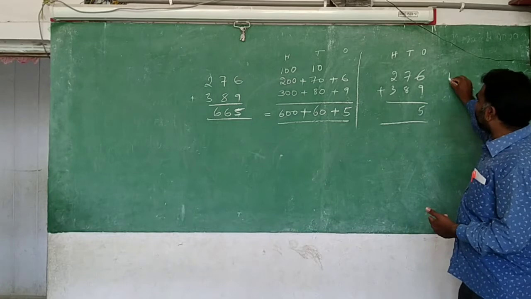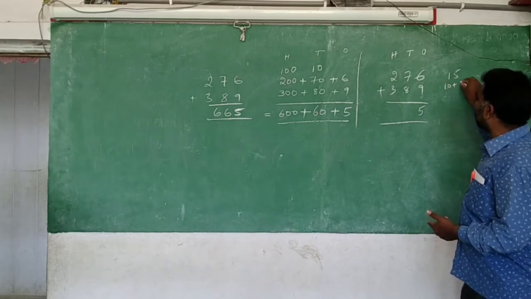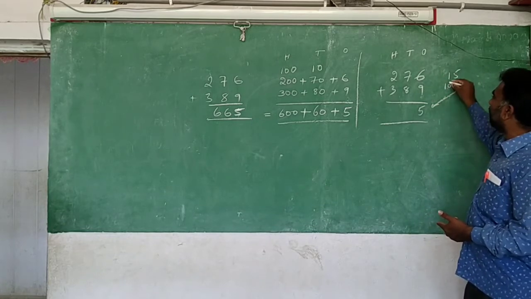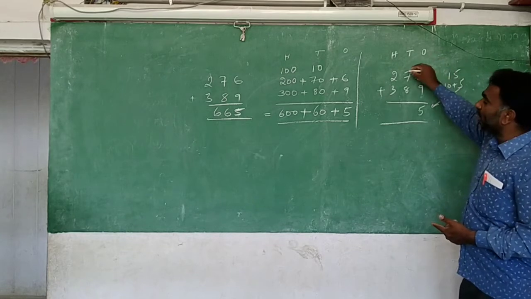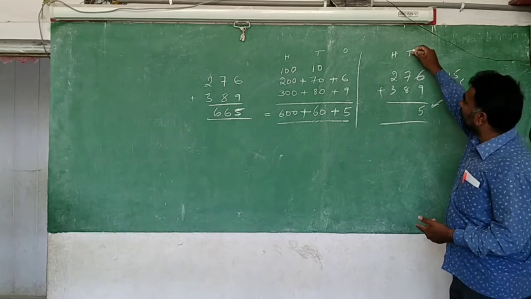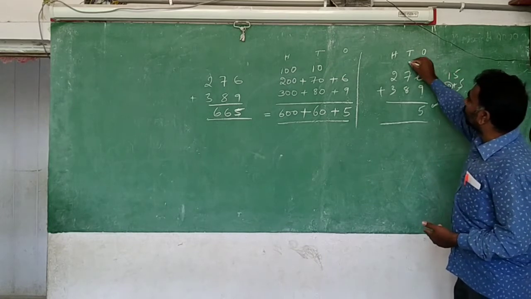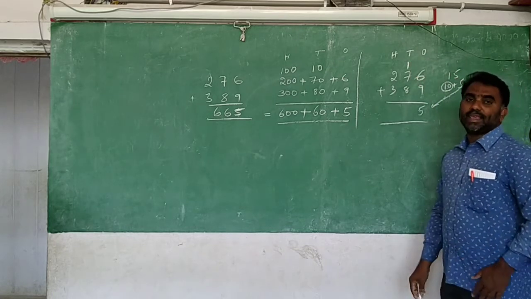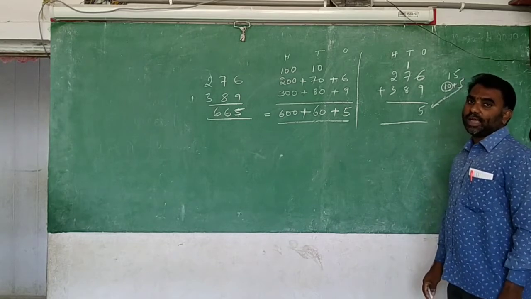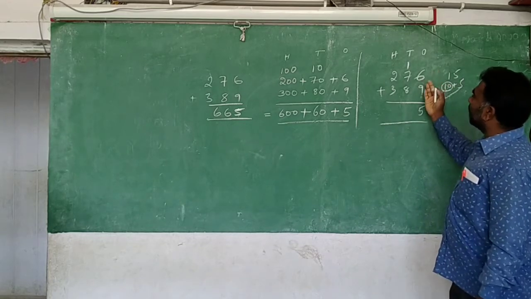9 and 6, 15. 15 means what? 10 plus 5. 5 you are writing here. This 10, directly 10 you will not write because it is only 1 ten. Here tens, how many tens are there? It is only 1 ten. So 1 you will write here. That is called a carry. That is called a carry, meaning one extra number carried.